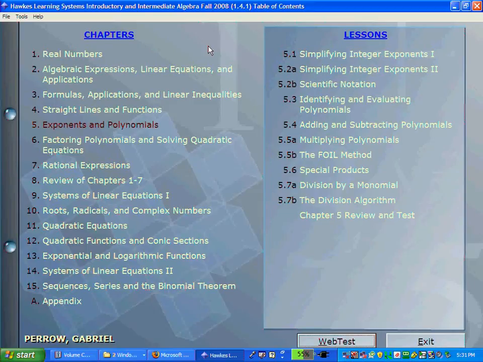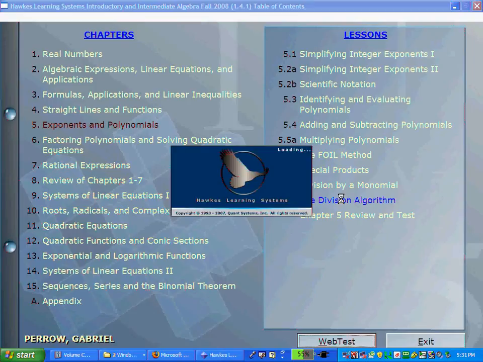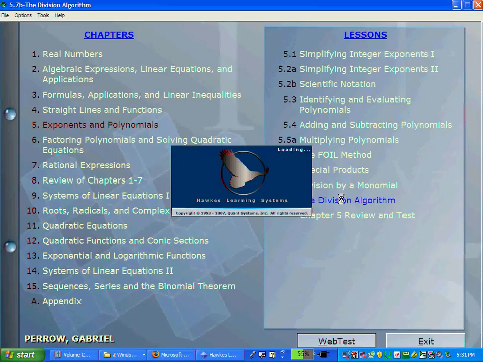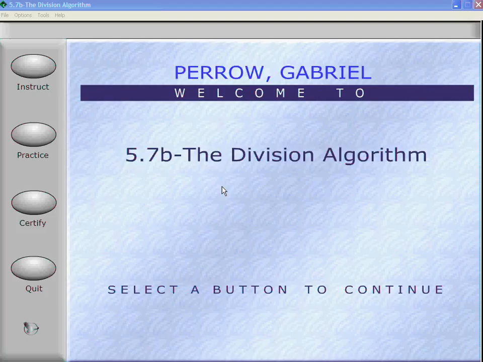Okay, we're going to look at 5.7b, the division algorithm. And this section basically completes the idea of dividing one polynomial by another. In section 5.7a, that dealt with division of a monomial, and the process was basically to divide each term on the top by the monomial on the bottom and split things apart.